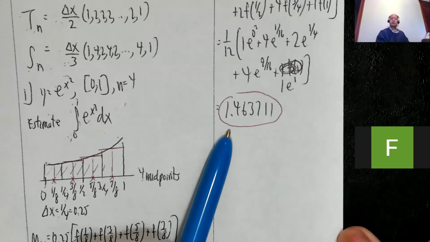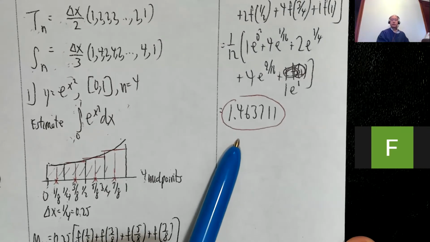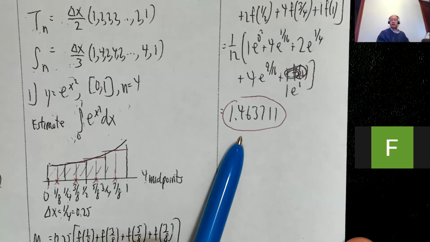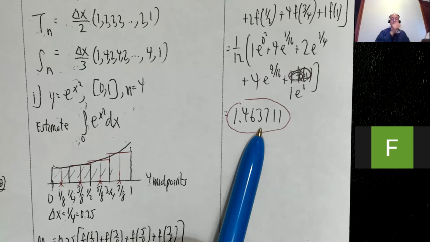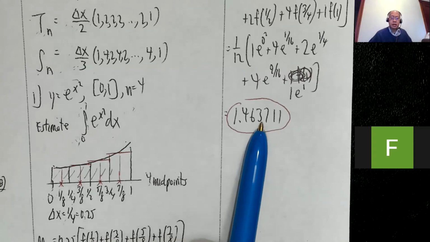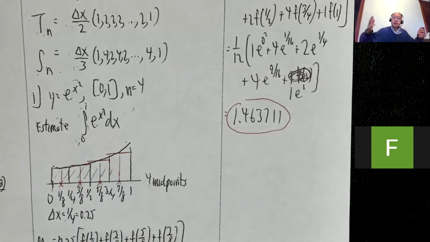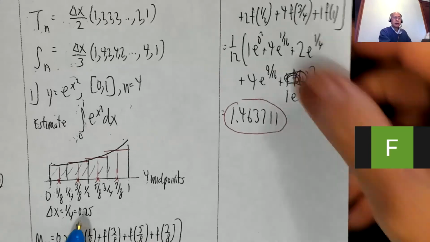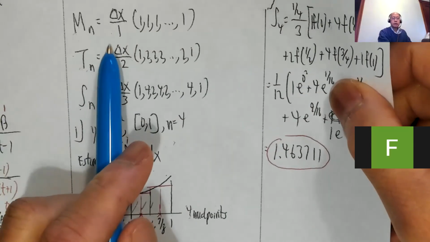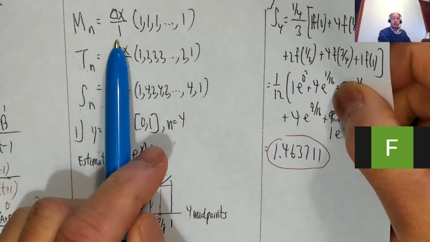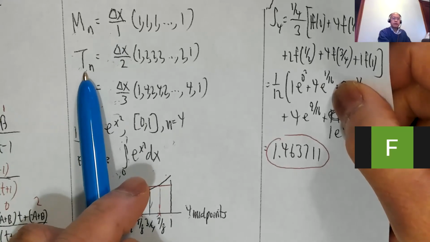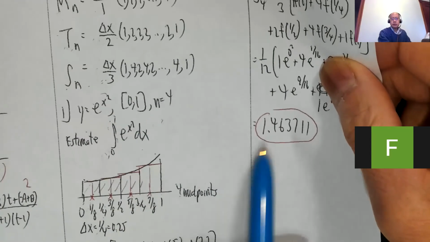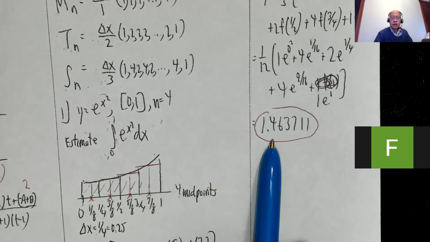1.44, 1.49, 1.46. Which one usually does the best job of approximating? Simpson's rule normally does the best job of approximating, because you're approximating with curves. You normally start off with curves, right? Midpoint rule, you're using rectangles, not curved. Trapezoidal rule, you're using trapezoids, not curved. Simpson's rule, you got curves. So it usually does the best job of approximating.